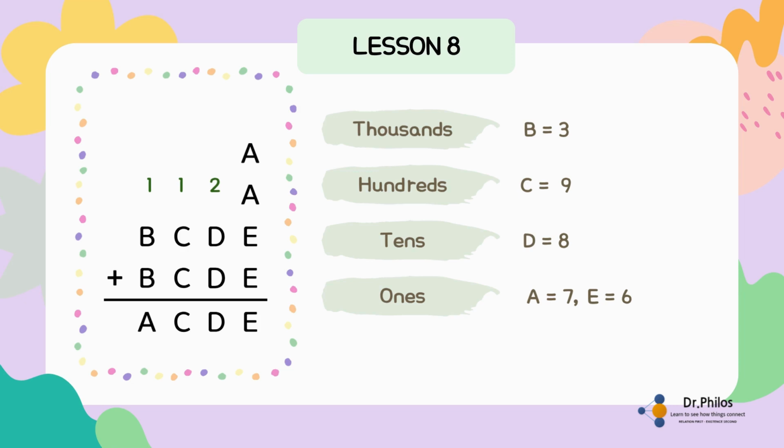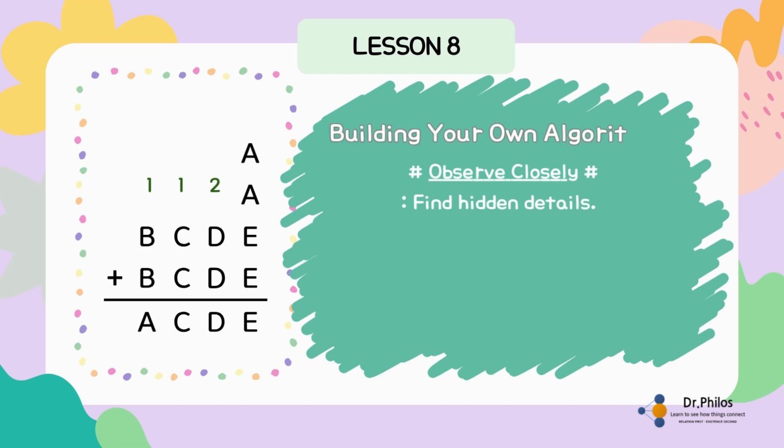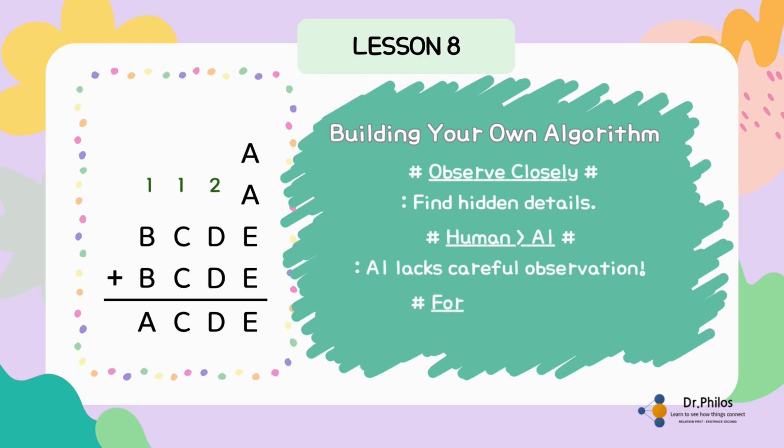When you observe closely, hidden details come out through thinking. This helps you shorten the steps needed to solve a problem. This process is called building an algorithm. This careful observation is exactly what AI lacks. You build your own algorithm by paying close attention. And the algorithm you build now will stay with you for a lifetime, with very few exceptions. Keep this in mind and always try to observe carefully to build a solid algorithm.